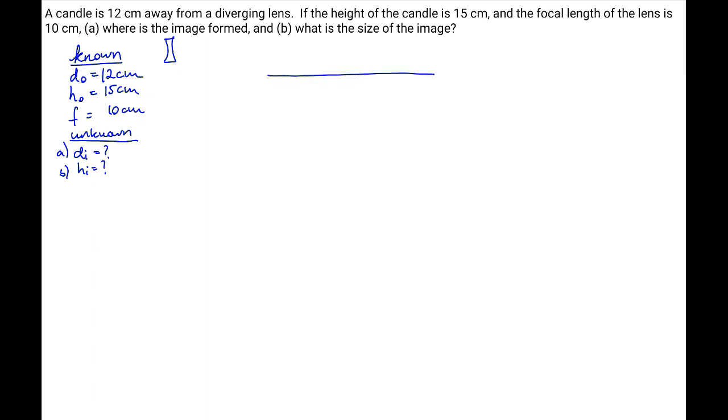Here we have a diverging lens, and it has a focal length of 10 centimeters. So here's F and here's F for the focal point. The candle is there, 12 centimeters away. And we know now that the object distance is this, that's DO, and we're looking for DI and the image height. We also know the height, so HO. Those are the things we do know.